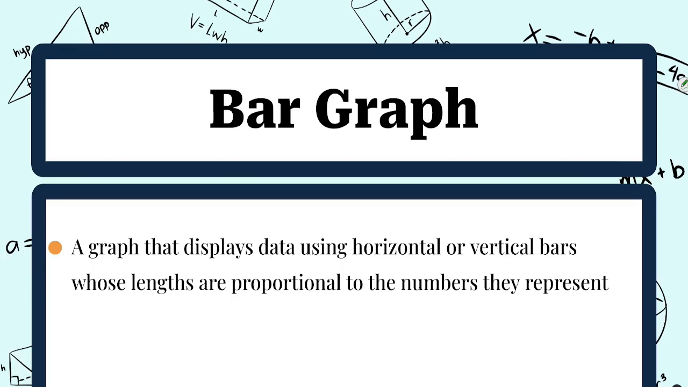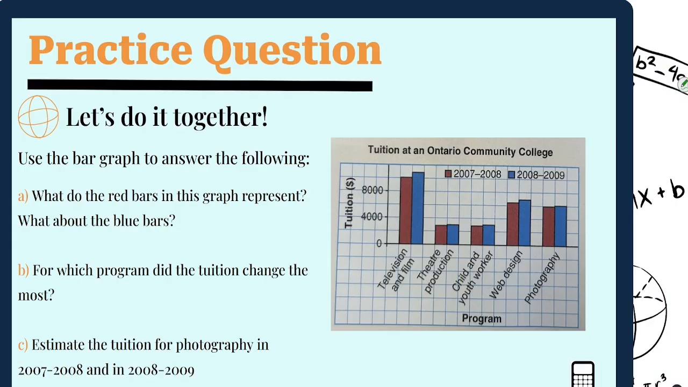To refresh your memory, a bar graph is a graph that displays data using horizontal or vertical bars whose lengths are proportional to the numbers they represent. So here I have on the board in front of me, if you're following along with our Zoom slides, a bar graph that looks at the tuition at an Ontario community college. On our y-axis, if you remember from our previous class, the one that runs vertically up and down, we have tuition represented in dollars.